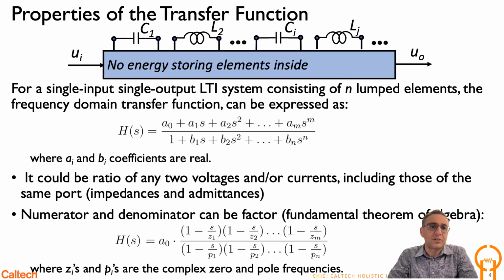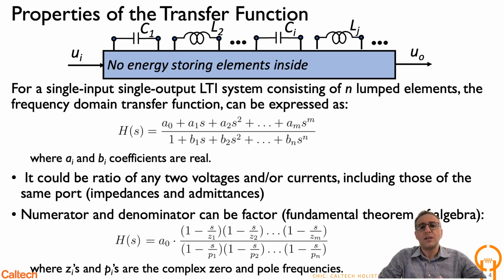And then you have an input UI and output UO. Now, this can be, for example, input voltage and output voltage of a voltage amplifier. Or, for example, it could be the current of a port and the voltage of the same port as the output, UO. And that would basically produce a transfer function, which would be an impedance. So it can be used for both impedances and admittances, as well as direct gains, essentially. So this representation captures everything, not only just gain.